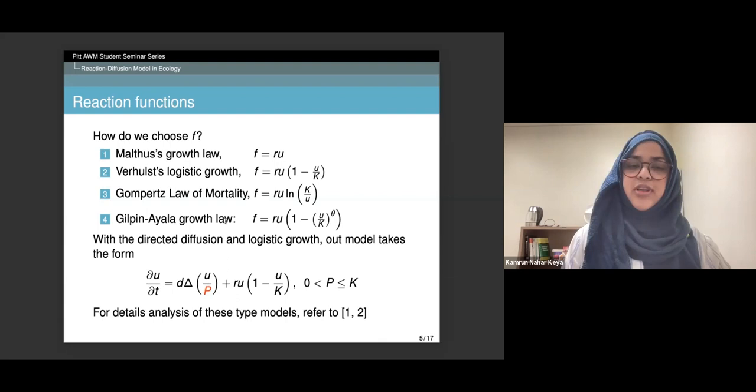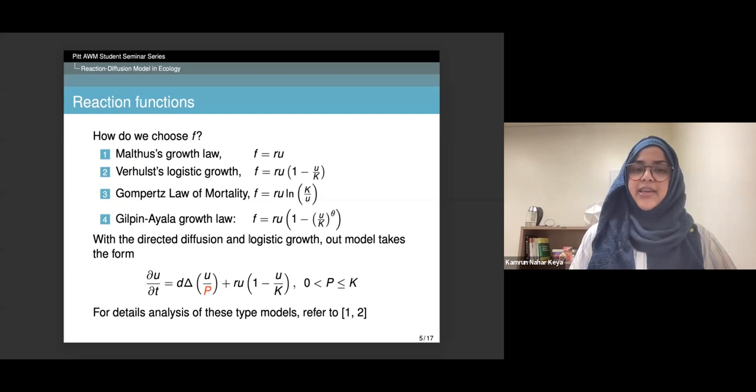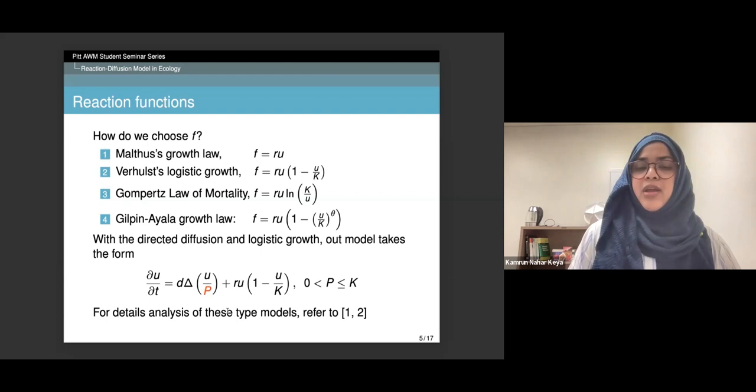But for the case we are studying, we thought of using the second one, logistic growth, which is really nice, and it involves the carrying capacity. And as I said, the term P for the resource distribution must be positive, and it will be at most equal to K, not greater than K.